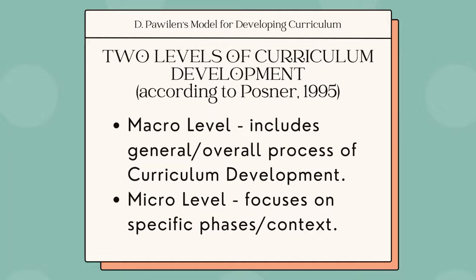Two levels of curriculum development, according to Posner, 1995. In creating curriculum, there are two levels. The first one is the macro level. It includes the general or overall process of curriculum development, while the micro level focuses on specific phases or contexts. To explain it more simply, the macro level of curriculum development focuses on the major processes happening in creating a curriculum, and the micro level focuses on the smaller ideas inside the curriculum. That is how curriculum development is split into two levels.